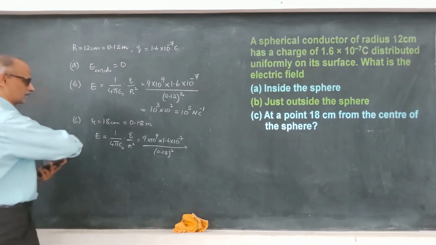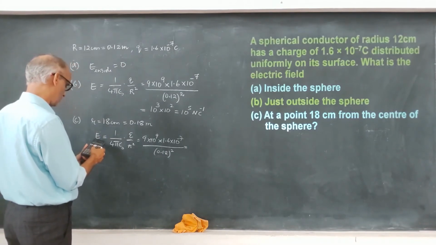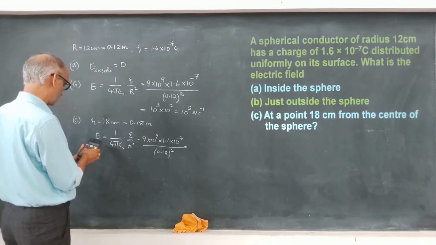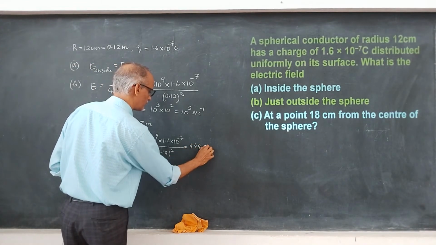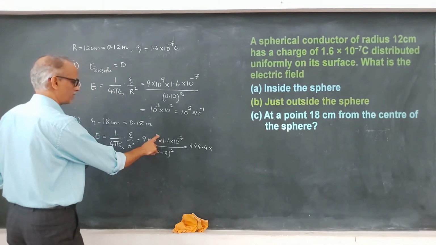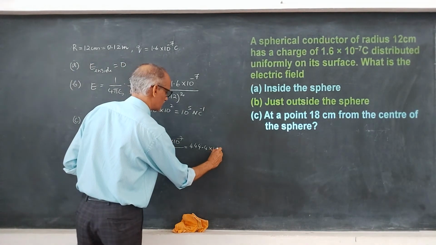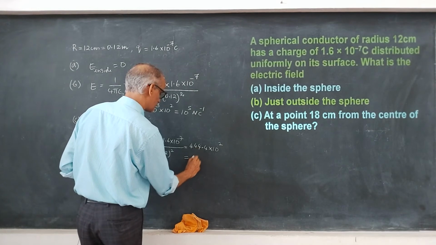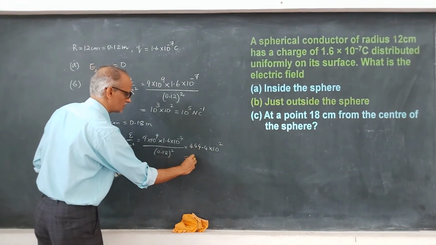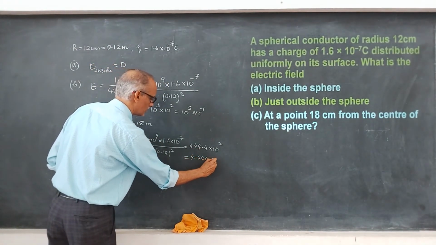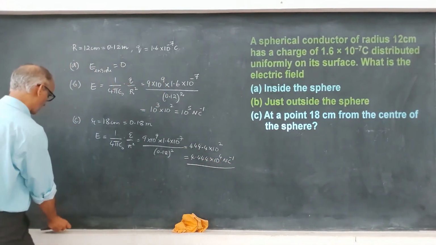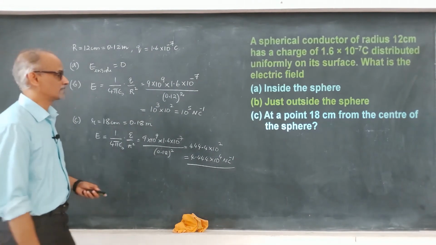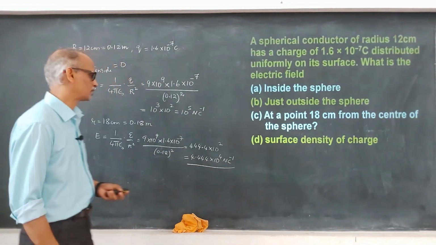So again let us simplify this. That is 9 into 1.6 divided by 0.18 and further divided by 0.18. So we will get 444.4 into 10 to the power plus 2, which we can even write like this. If you shift the decimal here by 2 digits, you will get 4.444 into 10 to the power 4 Newton per coulomb. So that is the answer for option C. Let us see if there is any more. Okay, we have option D.